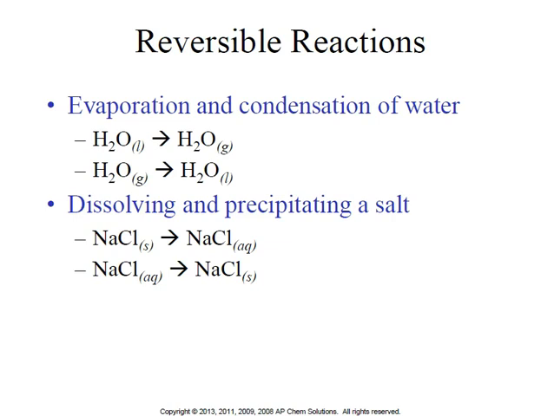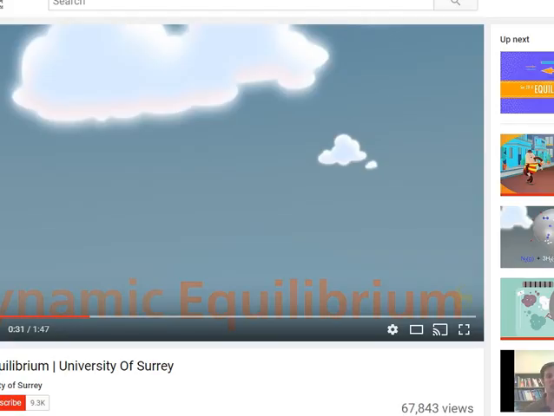Another example would be the dissolving and precipitating of a salt. If you dissolve a salt in water, you can then boil the water off to get the salt back. So those are reversible reactions. Now those that are shown are actually physical changes, but you can also do reversible reactions with chemical changes as well. I want us to look at a really simple example of a reversible reaction.